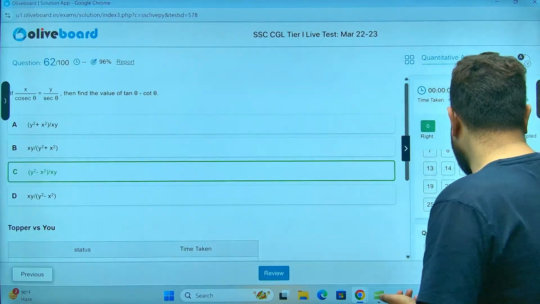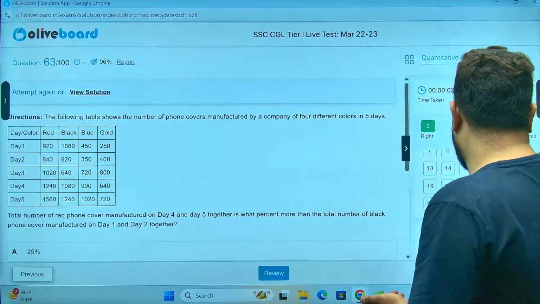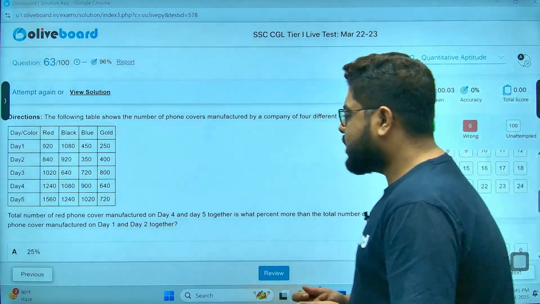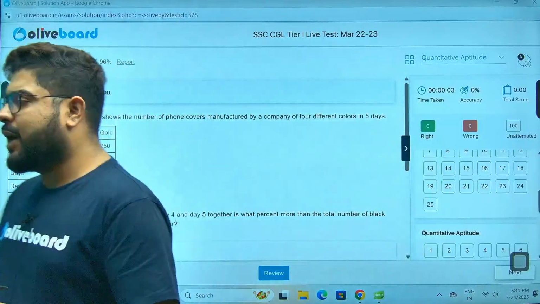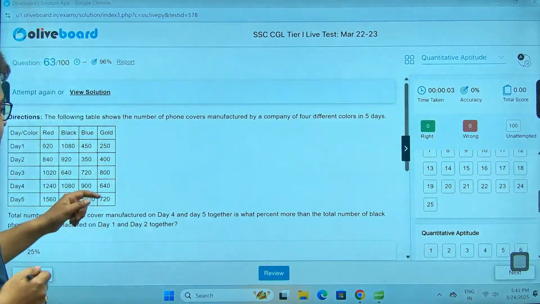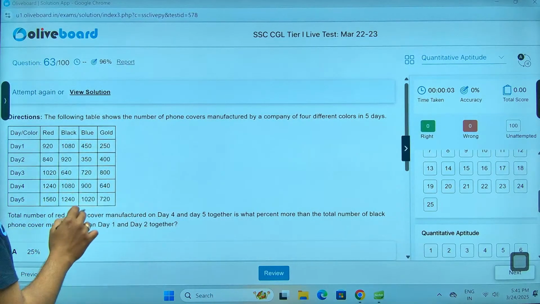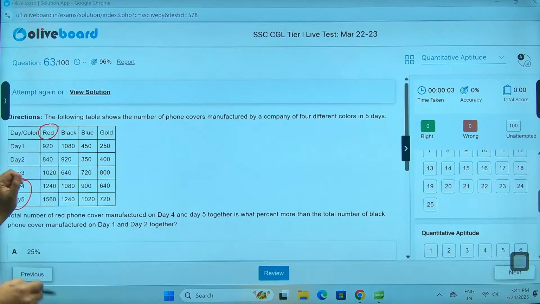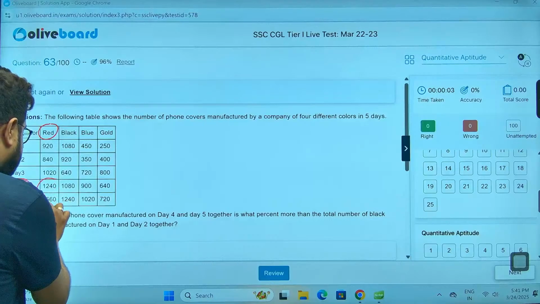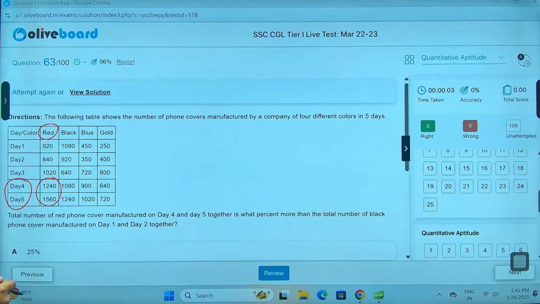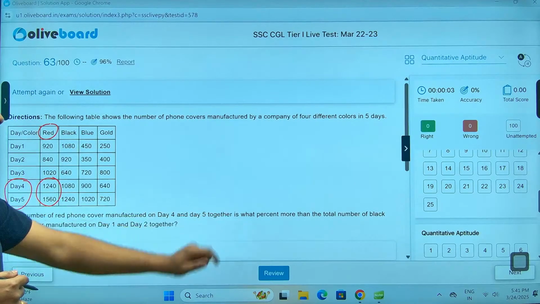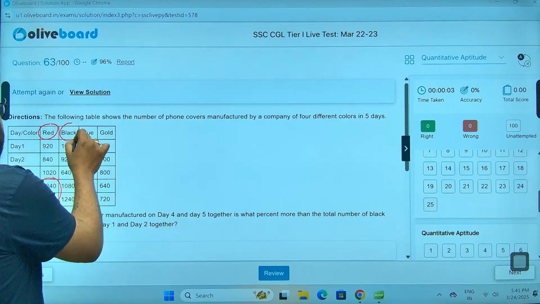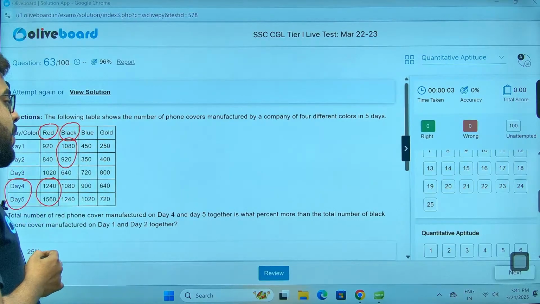Okay? Next one, sir. A question on data interpretation. The total number of red phone covers manufactured on day 4 and day 5 together. Data picking: red, day 4, day 5. Meaning 1240 and 1560, these two values. Is what percent more than the total black on day 1 and day 2 together?